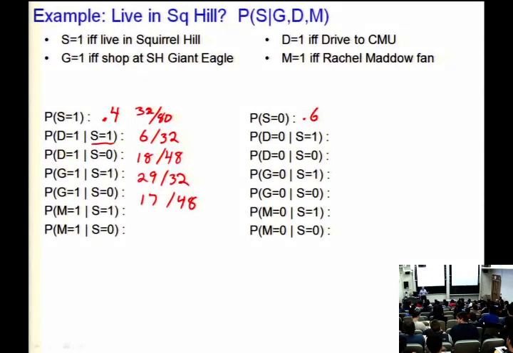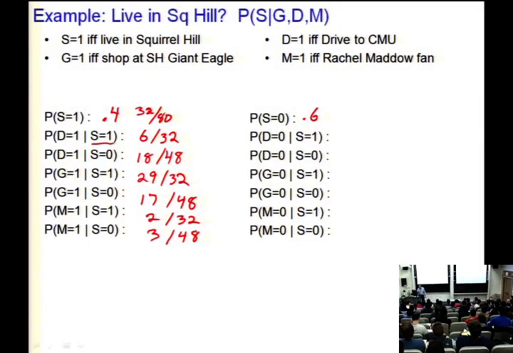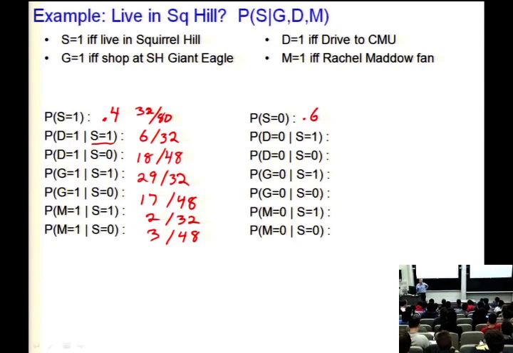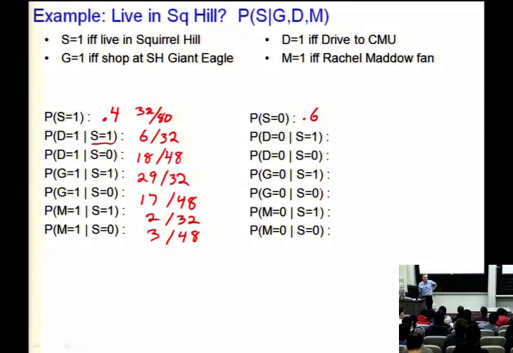If you do live in Squirrel Hill and you are a Rachel Maddow fan, raise your hand. And if you do not live in Squirrel Hill and you are a Rachel Maddow fan, raise your hand. Okay. I believe we are done voting. Right? We need all these terms, but these other ones, we can calculate. They're just 1 minus these others, right?